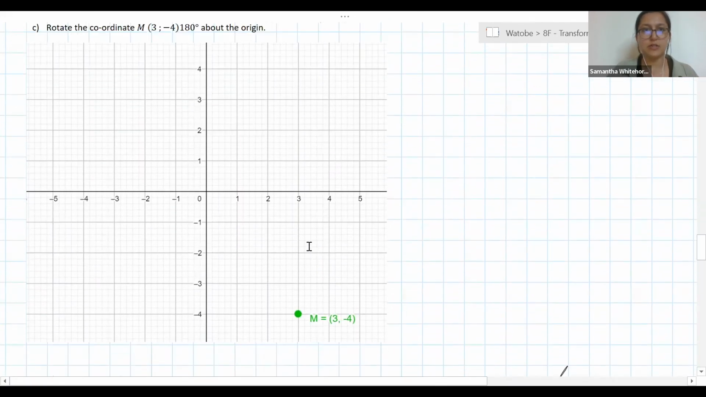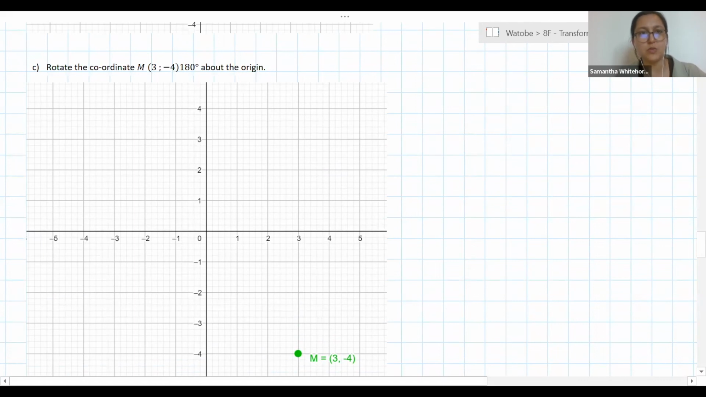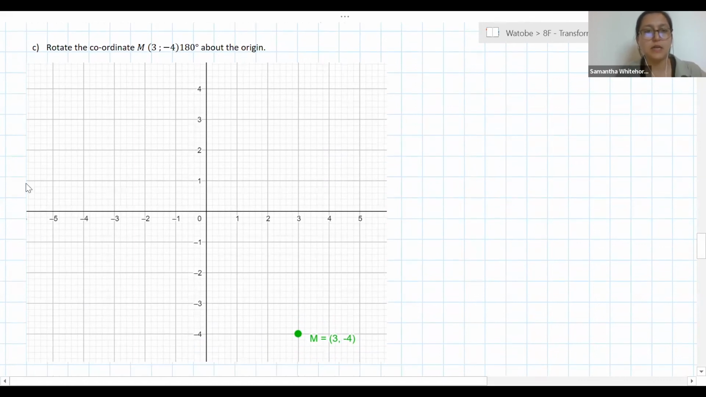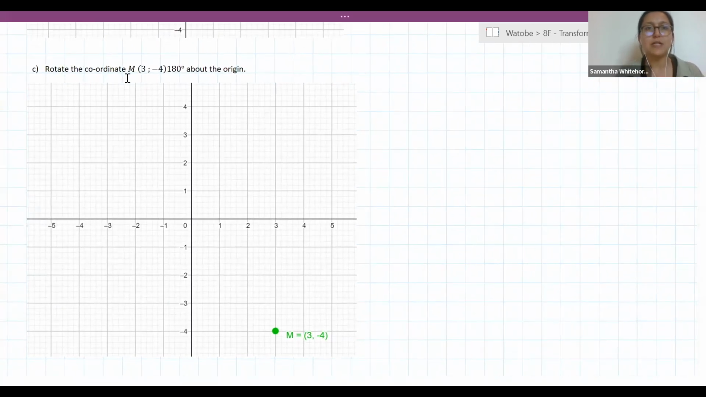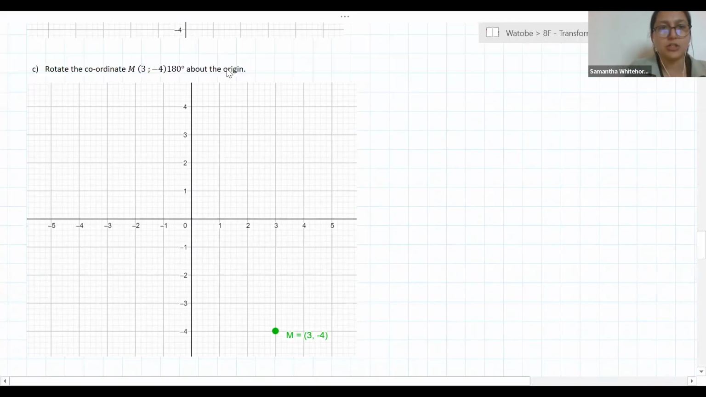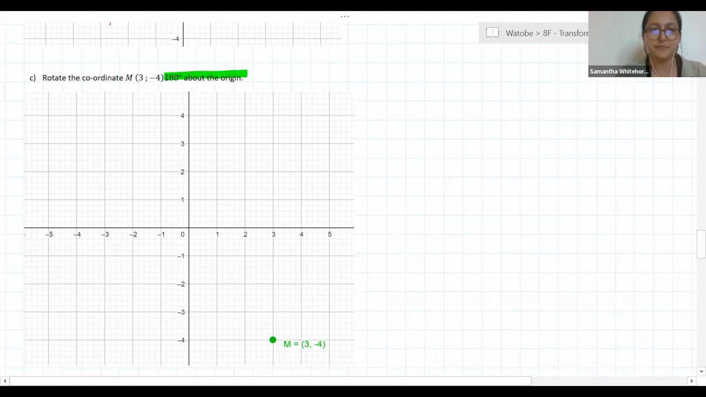Right, so let's have a look at this one. This question is telling me to rotate the coordinate M, which is the green coordinate we've got down at the bottom, 180 degrees about the origin. So that's my instruction.